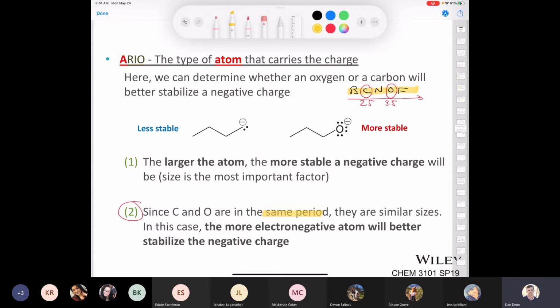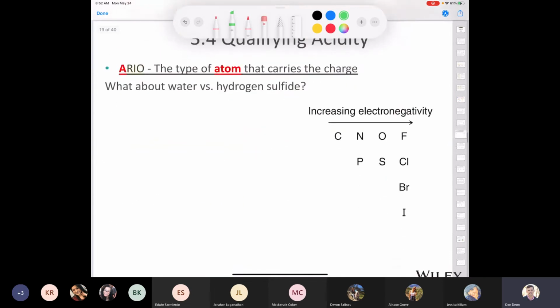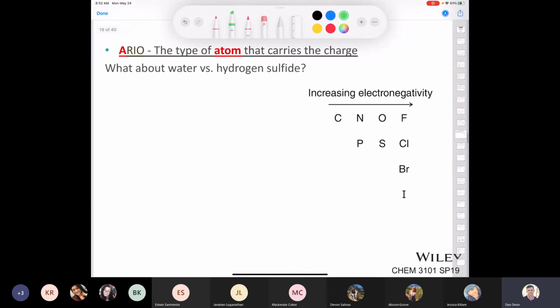That's the answer. Well, it's only the answer when we're looking at atoms stabilizing a negative charge when the atoms are in the same period. If they're in the same group, we don't look at the electronegativity. When they're in the same group, we look at the size. Now, let me show you an example of that. It says here, what about water versus hydrogen sulfide? If I write out the structure of water, H2O, right? If I draw its Lewis structure, H2O, and everybody could draw that, versus hydrogen sulfide, H2S. If we draw its Lewis structure, very similar.